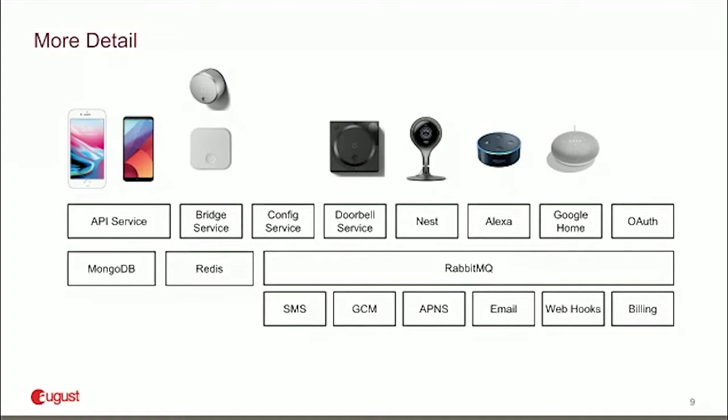And then we have Alexa and Google Home, which are each their own service that we have built that connects to those platforms, so that you can say things like, Alexa, unlock my door, or, okay, Google, unlock my door.